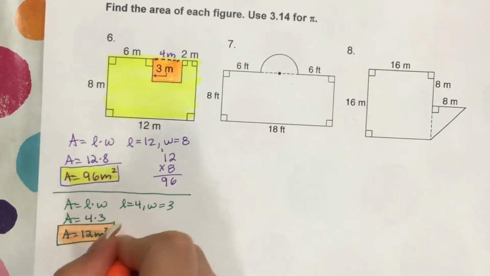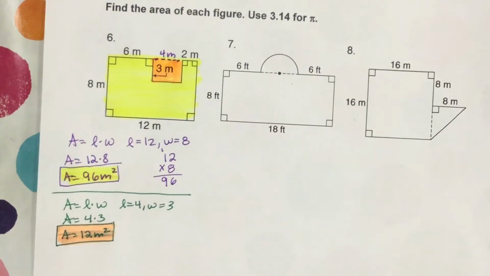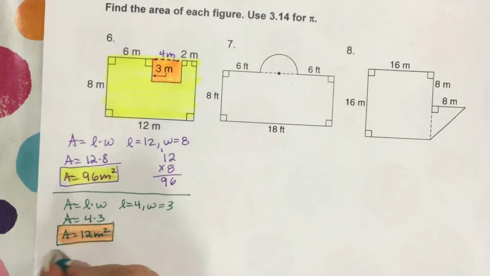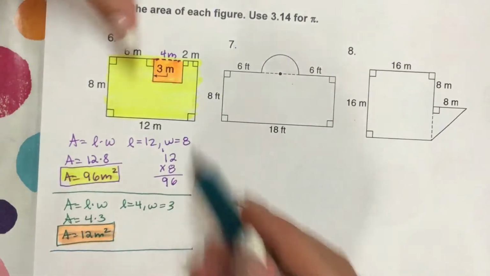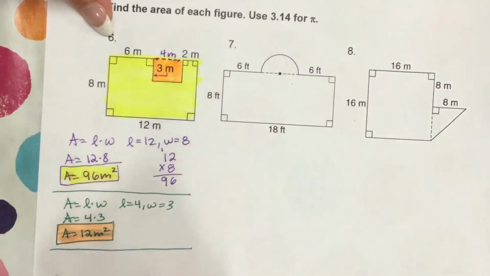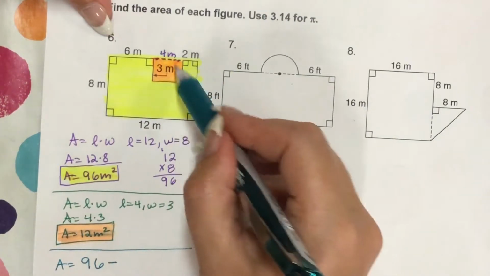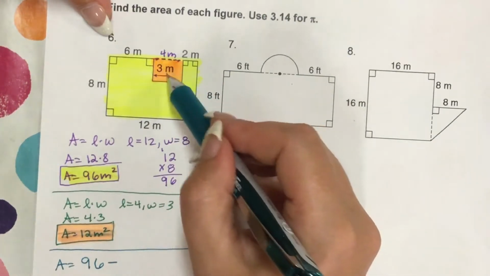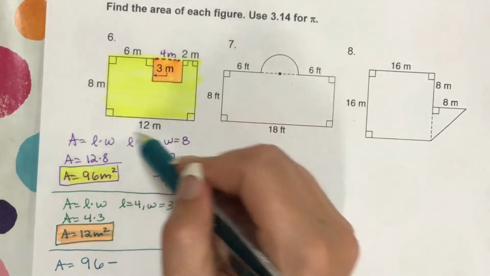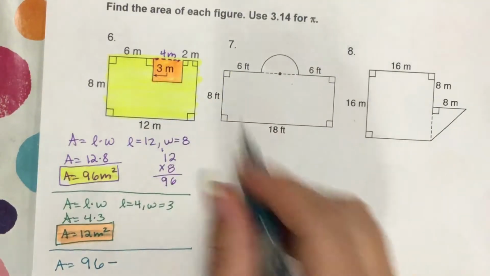And now to find my final answer, this one's slightly different than the other ones. We were adding on all the other ones. I'm going to take the big yellow, so to find my area, I'm taking 96, and I'm going to subtract this area of the orange, and what that will do is give me the remaining value of the yellow.